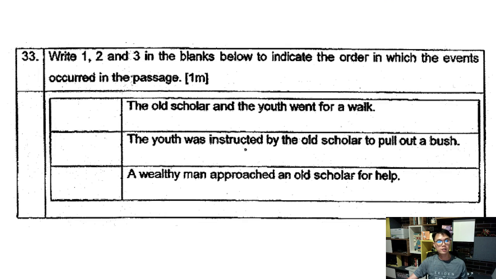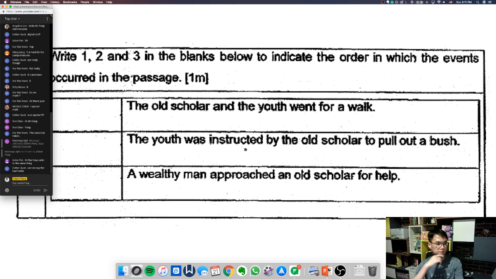All right, question 33. Write 1, 2, and 3 in the blanks below to indicate the order in which the events occurred in the passage. So this is a classic question on ordering the different events that happen in the correct order.